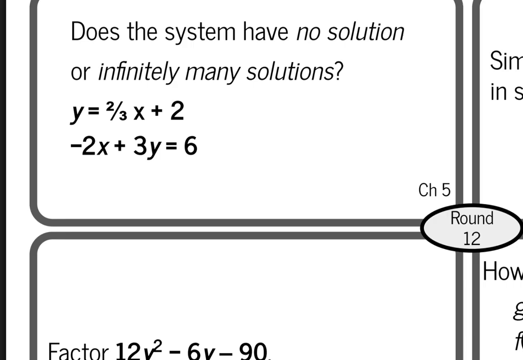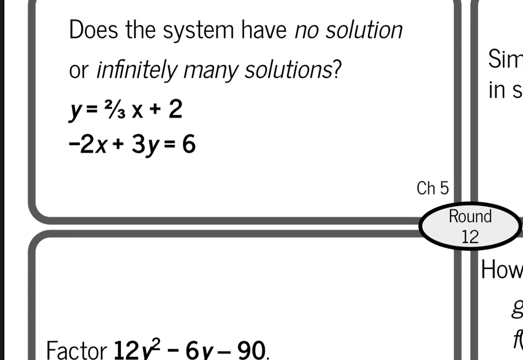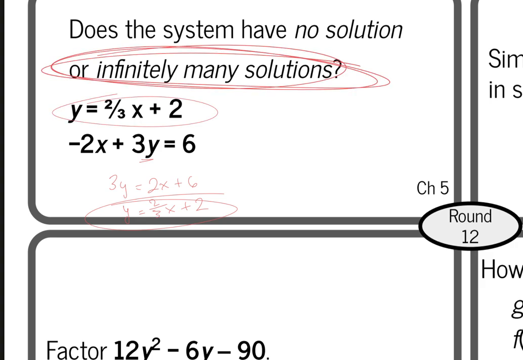So, technically speaking, I could rearrange this to solve for y. And that would be 3y equals 2x plus 6. And if I divide by 3, I get 2/3 x plus 6 divided by 3 is 2. So this is identical to this. And that means there are infinitely many solutions because they are the same exact line. Now, had I taken this and plugged it in right here, let me show you what that looks like.